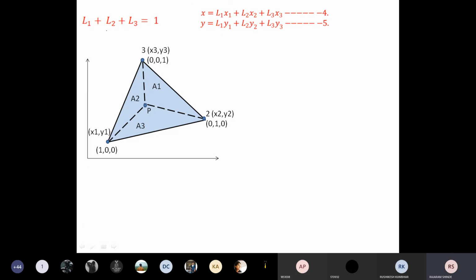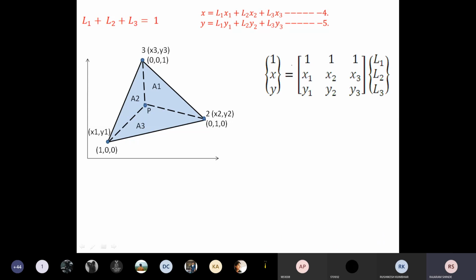Now what I will do, I will write these three equations in matrix form. You see here how I have written these three equations in matrix form. You can see here this first equation, 1 is equal to L1 plus L2 plus L3. Am I right? Now second equation, x is equal to L1 x1 plus L2 x2 plus L3 x3. Third equation, y is equal to L1 y1 plus L2 y2 plus L3 y3. Okay, have you got these three equations in matrix form?